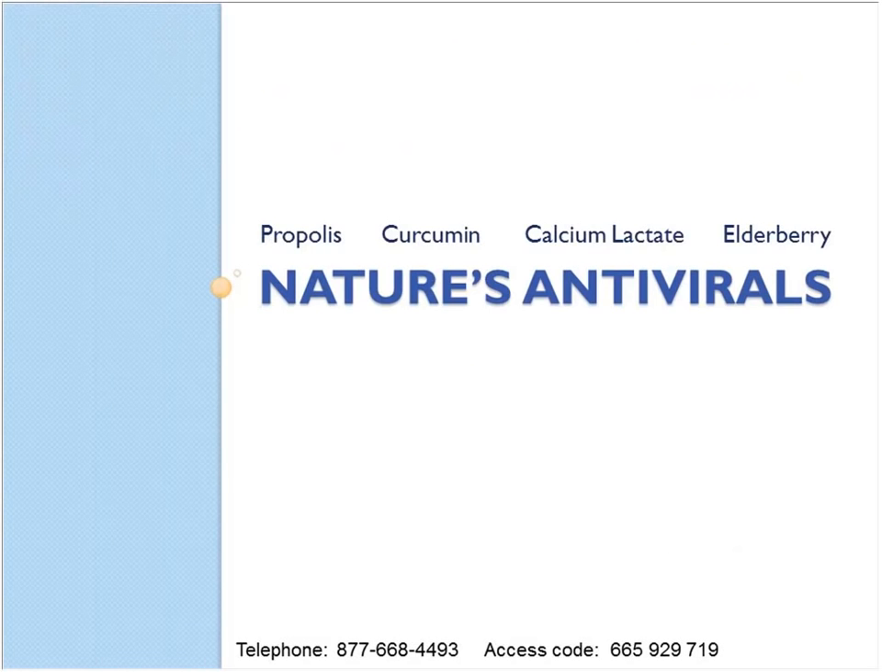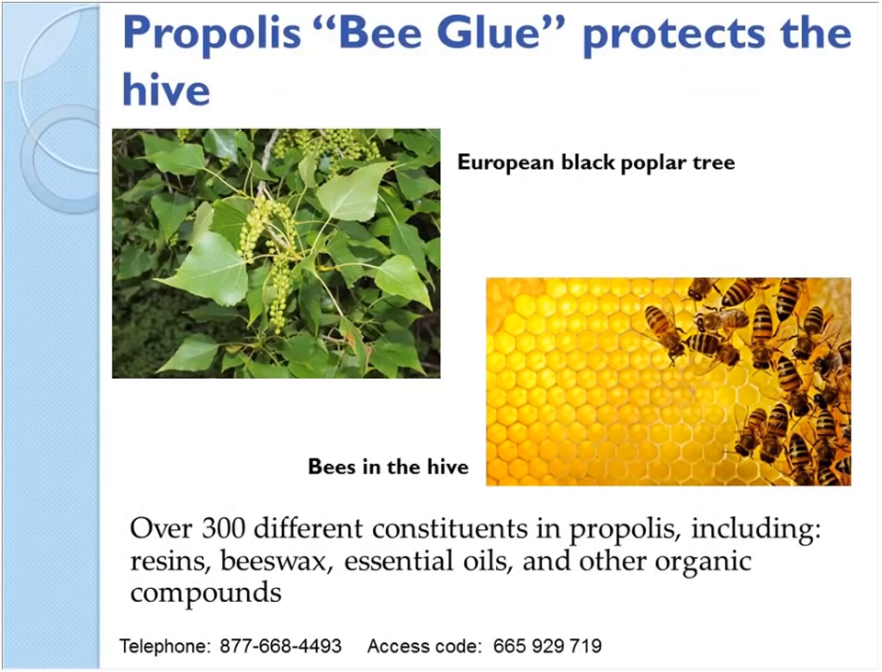So let's talk about things we know that work without some of the troubling side effects or adverse events that occur. Let's talk about nature's antiviral activity. We're going to talk about propolis, curcumin, calcium lactate, elderberry, and a little bit about oregano and thuya. Let's start with propolis. This is a really interesting compound.